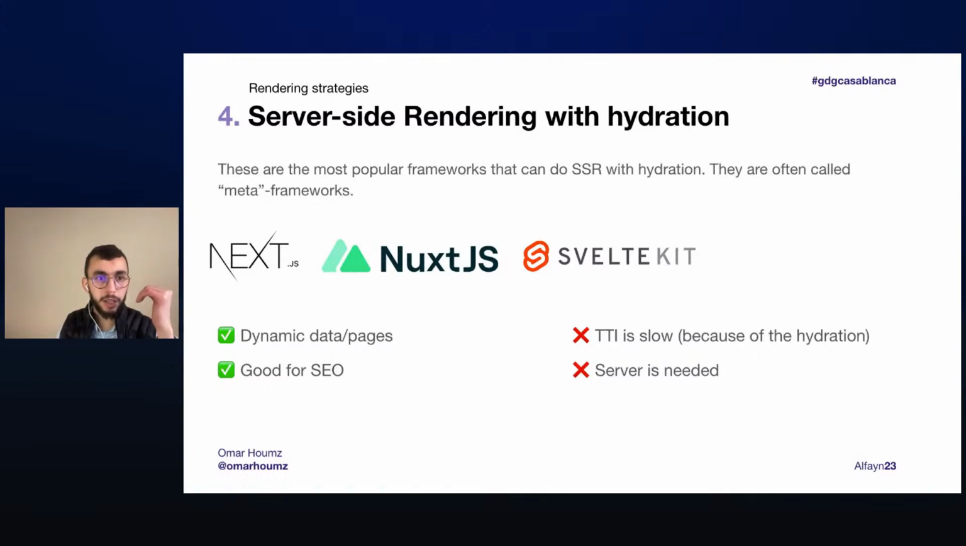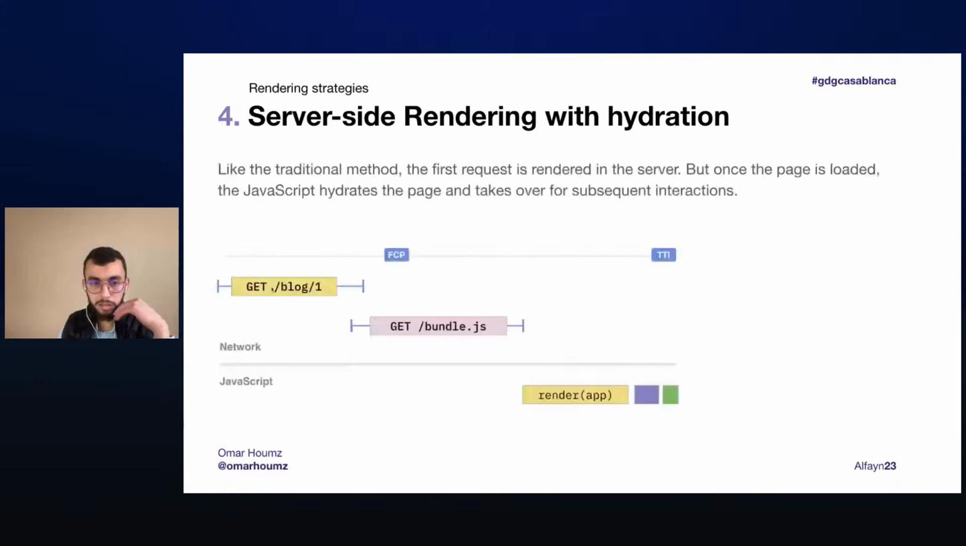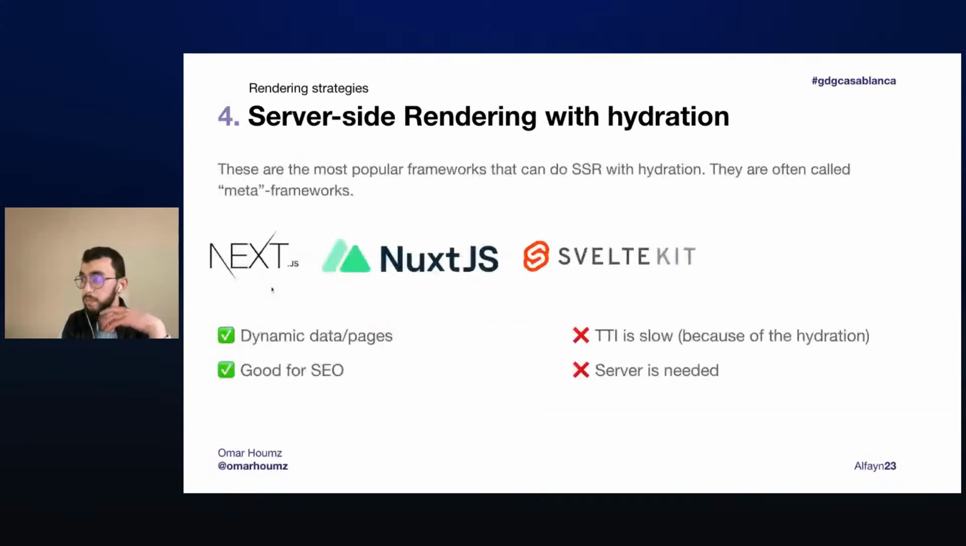Now in terms of dynamic data and pages, we have our pages dynamic and the data is dynamic too. And now for SEO, if Googlebot or any other bot comes, on the first load we have all the data of the page. Now we need servers for this. For a server to answer that request, we need a server, and then the TTI is still slow because of the hydration. Since we have the data, we download the bundle and then we rehydrate.